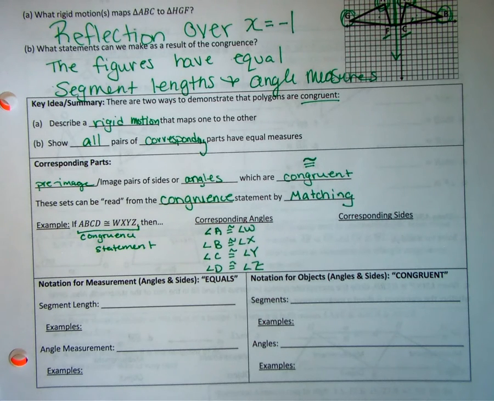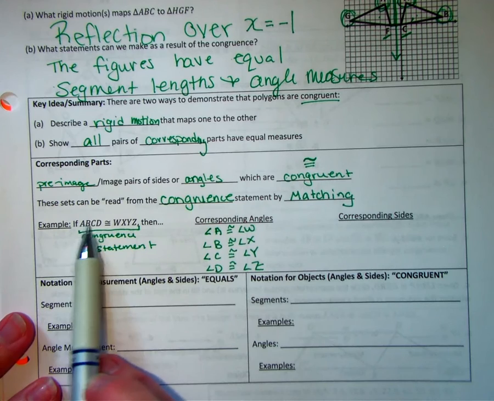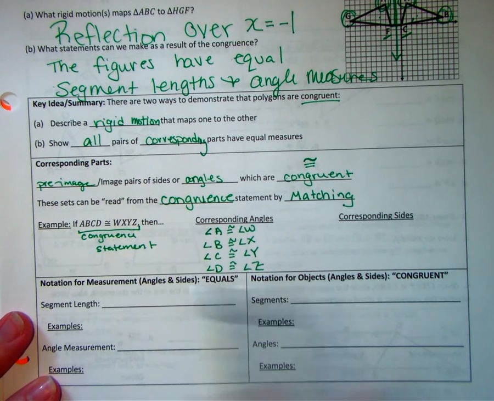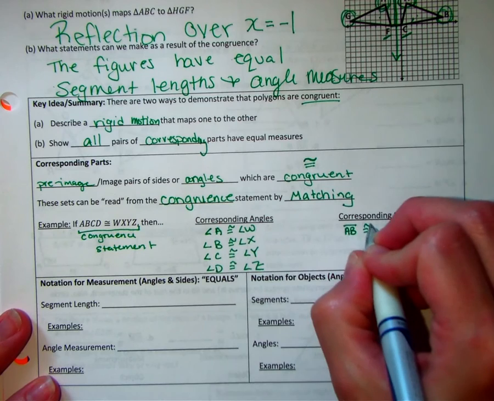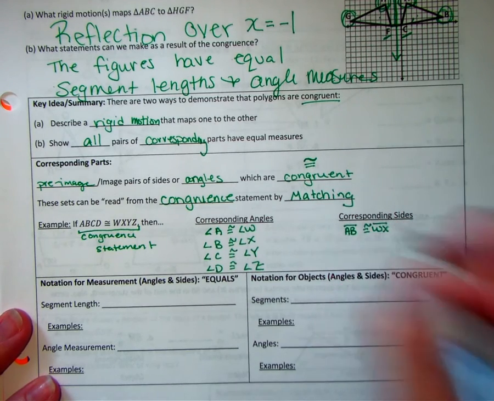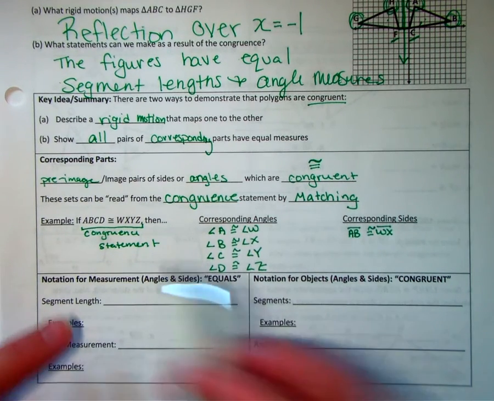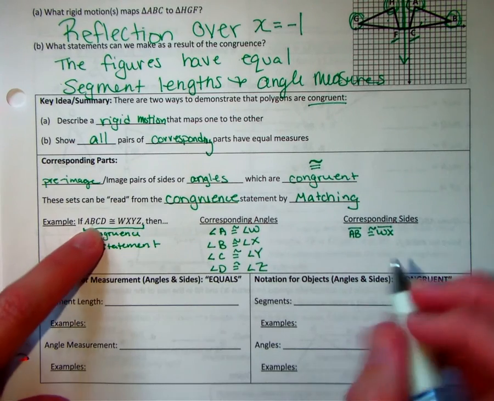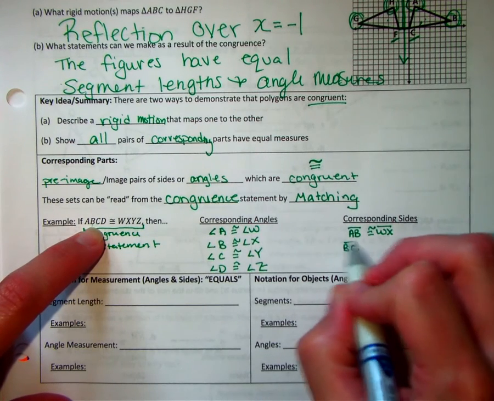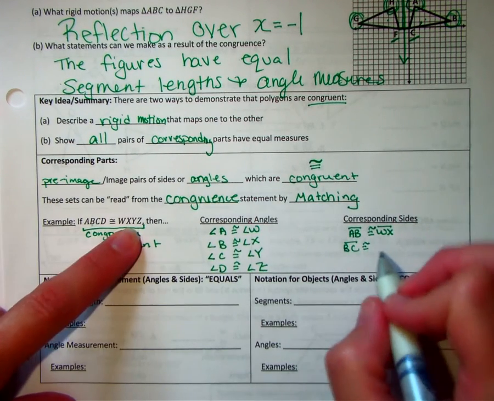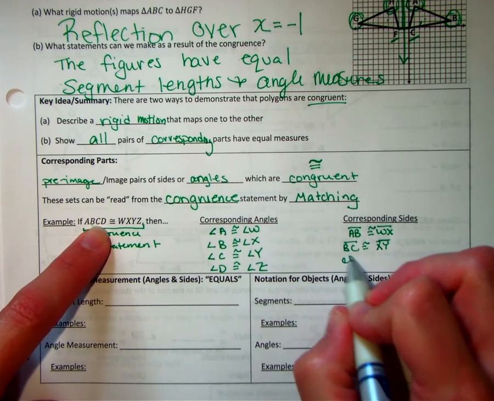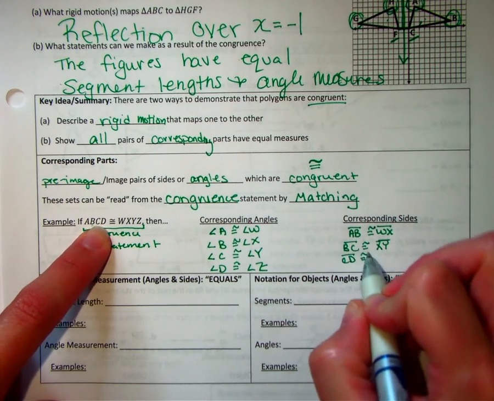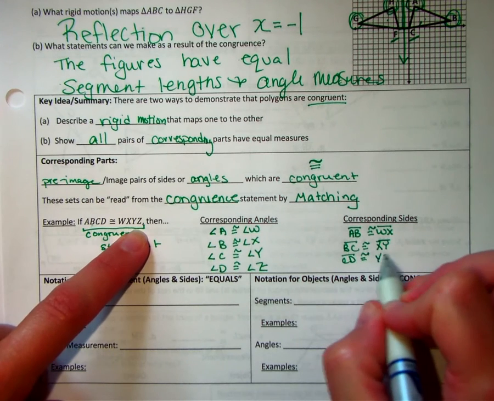Okay, then you have to do the sides. Well, sides have two letters, so you're going to read the first two letters here, and it's going to go with the first two letters here. So we'll go AB goes with WX. Then do the next two letters. So then BC goes with the next two letters over here, XY. Then CD goes with YZ.